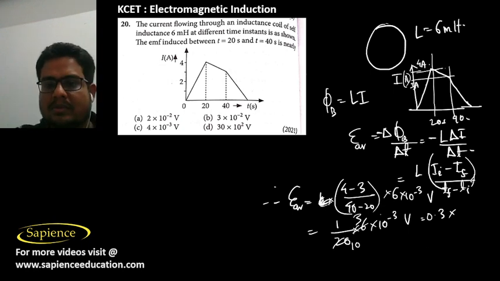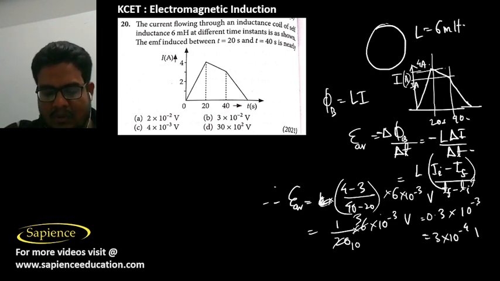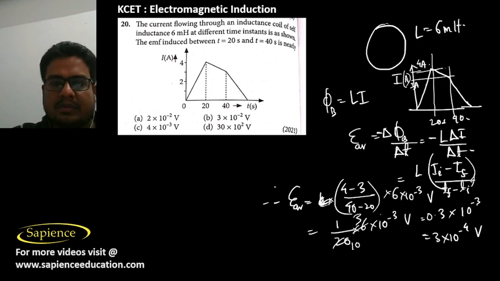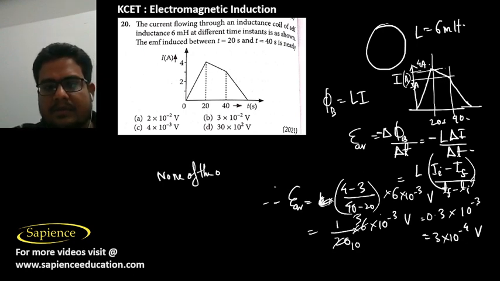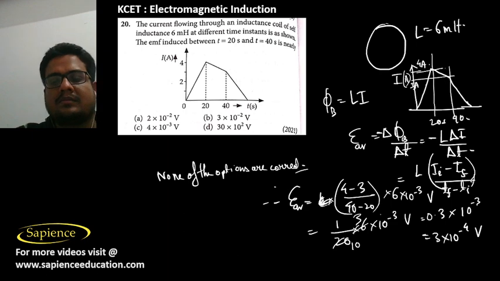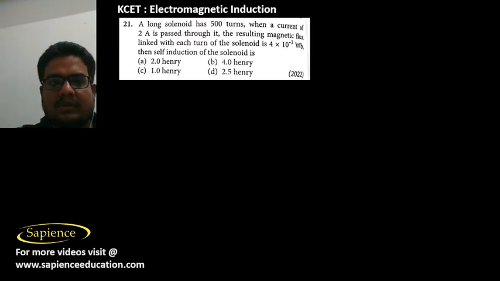So this will be 0.3 into 10 power minus 3, that is 3 into 10 power minus 4 volts. So it means that here none of the options are correct. None of the options are correct.